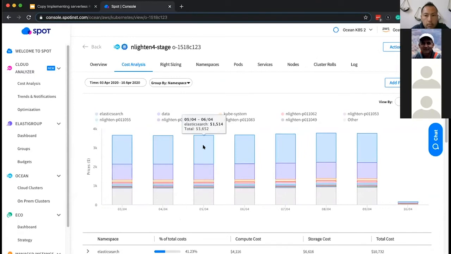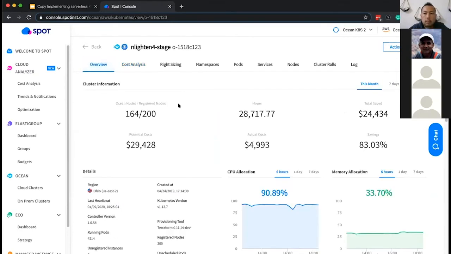And we want to allow users of Kubernetes to focus their time on developing the applications themselves versus worrying about the underlying infrastructure.